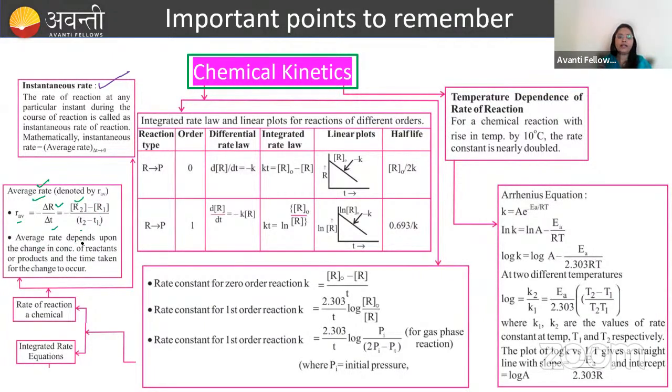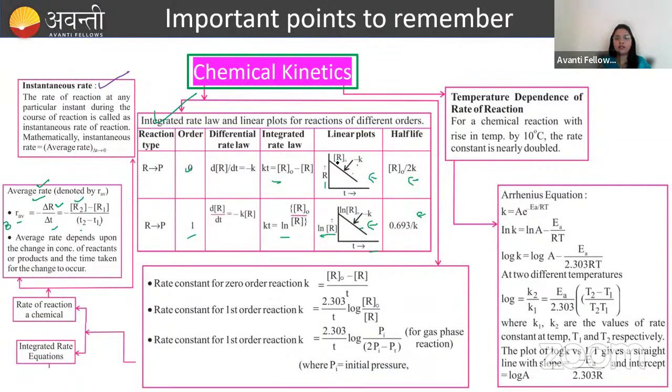This integrated rate law and linear plots of different reactions is shown here. You can see for zero order reaction I have shown here, and for first order reaction also I have shown the differential rate law and integrated rate law, the linear plots for these two as well as their half-lives. This chart is very important. The graph you can see here is reactant versus time, and here ln of reactant versus time. The slope of this is minus k, that is the rate constant. The slope of this is again minus k.